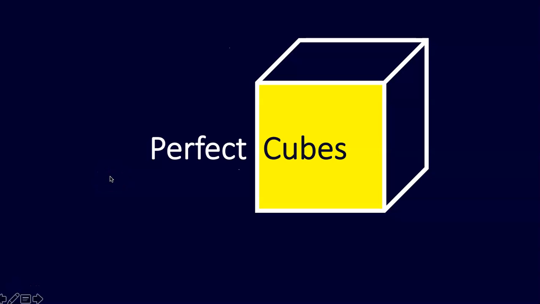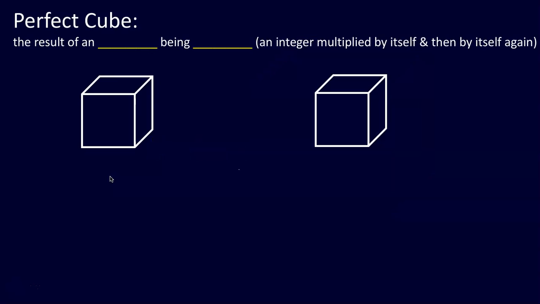In this video, we're going to be talking about a special group of numbers called the perfect cubes. A perfect cube is the result of an integer being cubed. An integer being cubed means that you're taking an integer, multiplying it by itself, and then multiplying it by itself again.